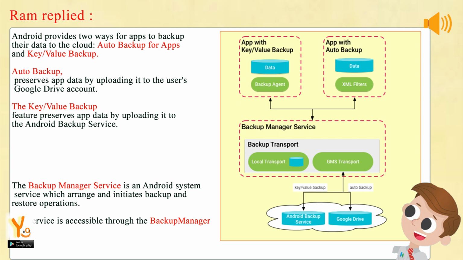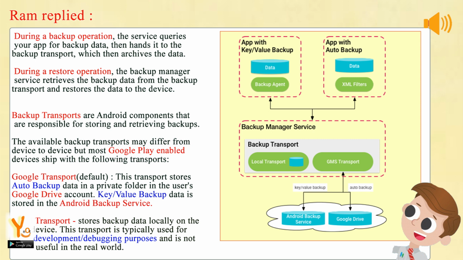The Backup Manager service is an Android system service, which arranges and initiates backup and restore operations. The service is accessible through the Backup Manager API. During a backup operation, the service queries your app for backup data, then hands it to the backup transport, which then archives the data. During a restore operation, the Backup Manager service retrieves the backup data from the backup transport and restores the data to the device.